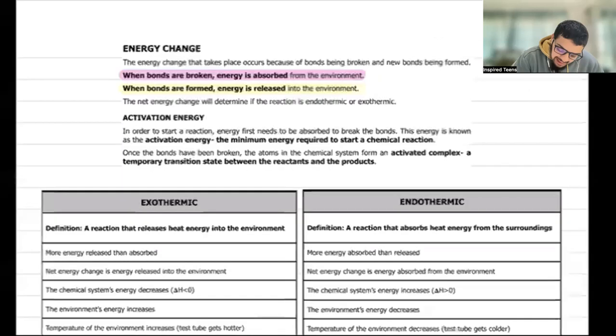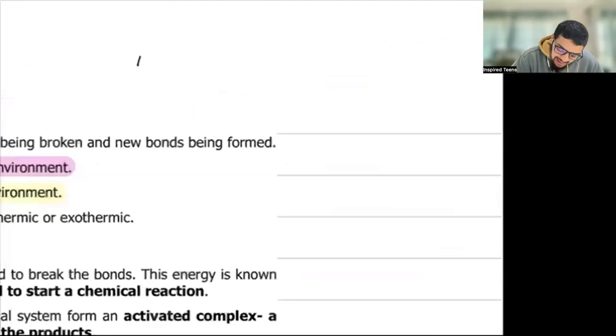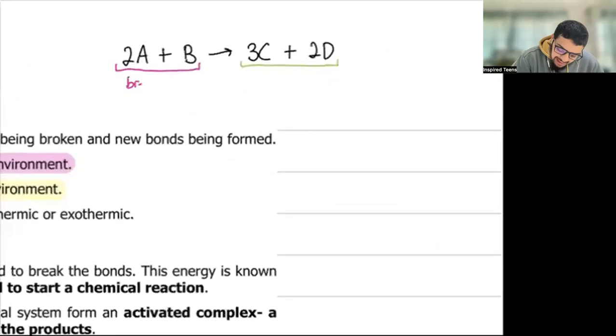For now, let's look at a little chemical reaction: 2A plus B gives us 3C plus 2D. In order for this chemical reaction to occur, we have to break the bonds of A and B to form the bonds of C and D. So we have to break these bonds to form these bonds.